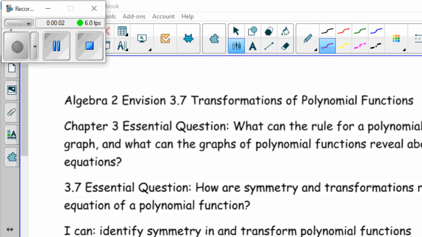All right, today in Algebra 2, we're going to look at section 3.7, transformations of polynomial functions. Our essential question: how are symmetry and transformations represented in the graph and equation of a polynomial function? After today, you should be able to identify symmetry in and transform polynomial functions.